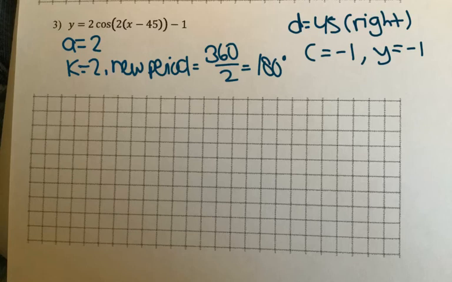So looking at what I need to do, I'll be stretching this by 2, so I'll have to go up to 2 and down to -2. But then I need to shift it down 1, so that means I'll have to go down to -3. So I need to make sure that my scale is big enough for that.